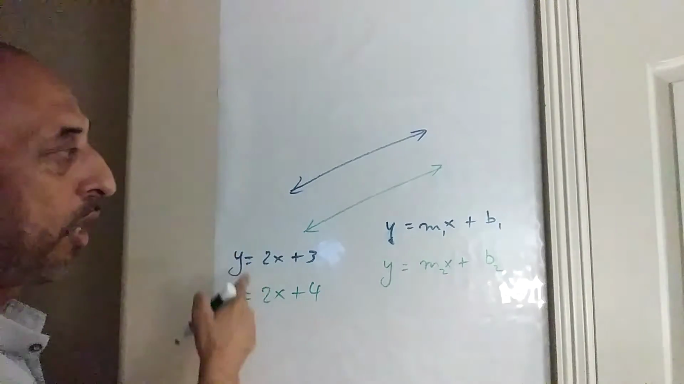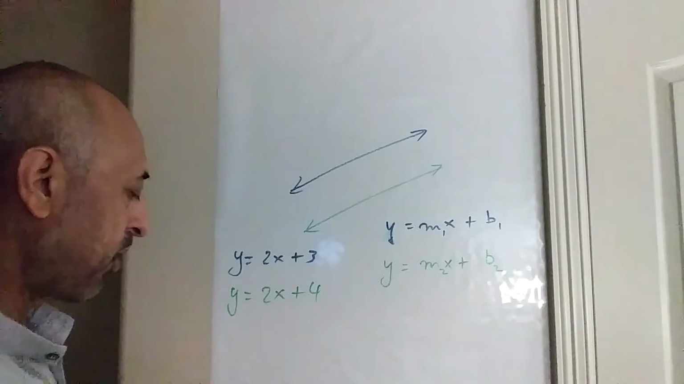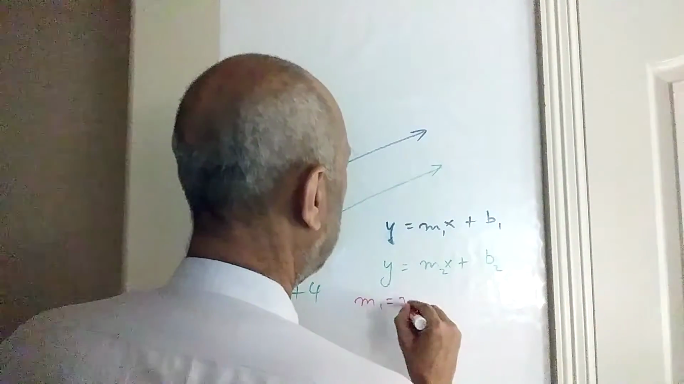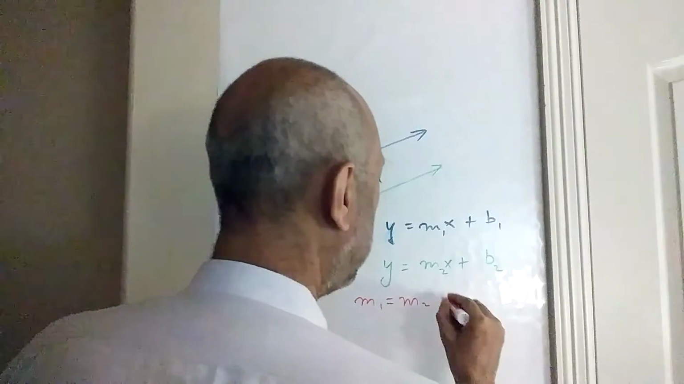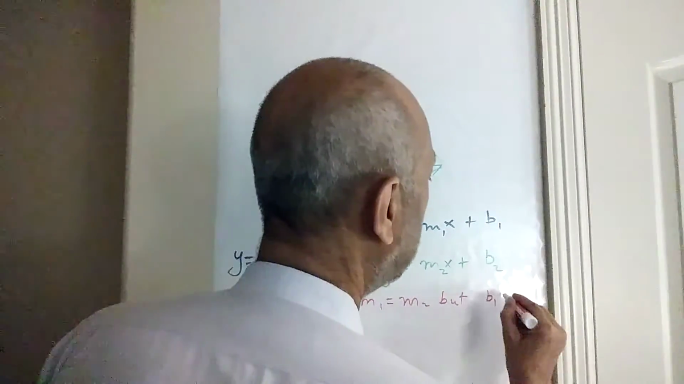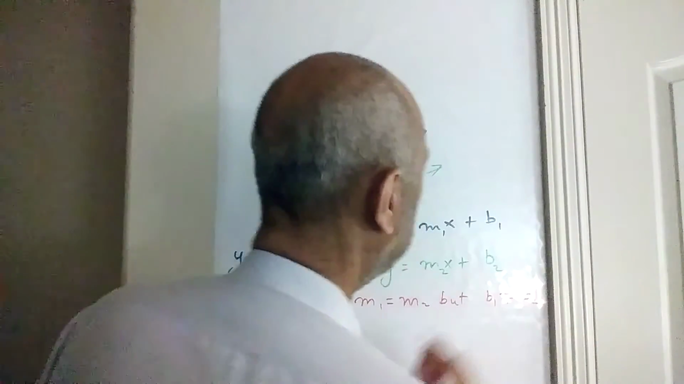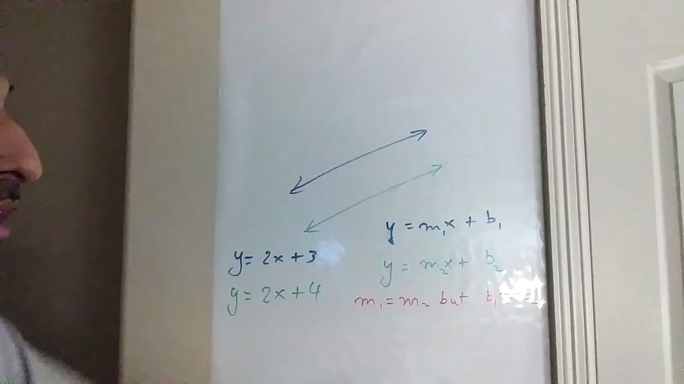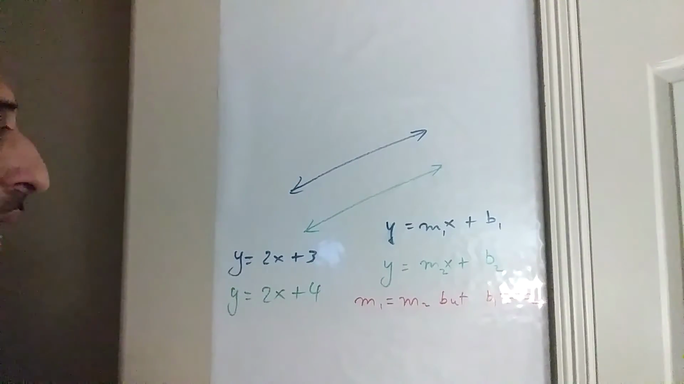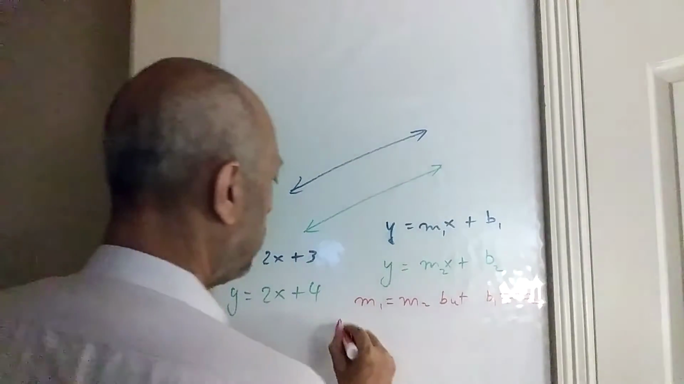This is when the slopes are the same. So if the slopes are the same, I'd say m1 is equal to m2, but b1 is not equal to b2. They're not the same. They're different. That is when they are parallel lines, and that is when we have no solution.